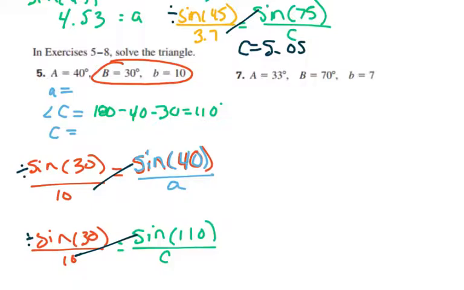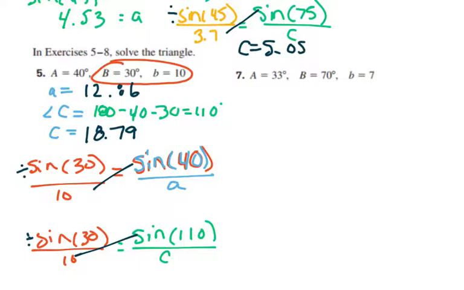And so for side A, we're going to get 12.86. And then for side C, we're going to get sine of 110 times 10 divided by sine of 30. So 18.79. Alright.